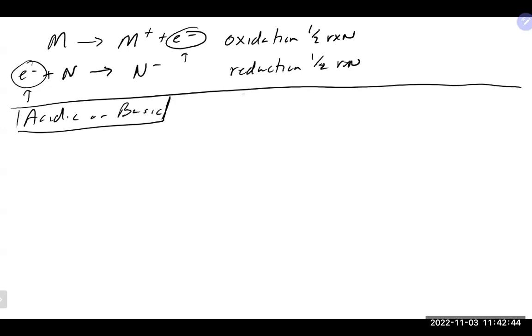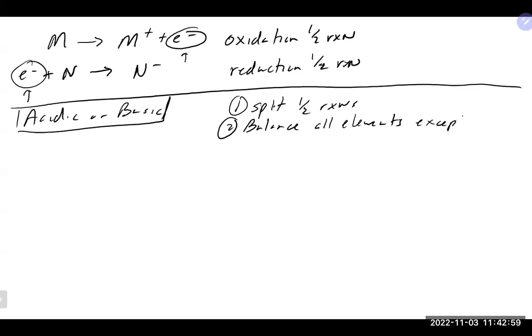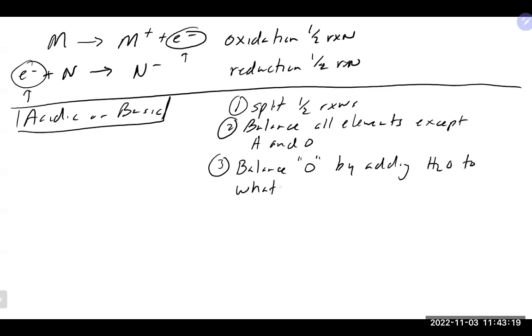There's some steps that we follow. We basically will split off into the half reactions. We then want to balance all elements except for hydrogen and oxygen. Once you balance those guys like normal by putting coefficients in front of everybody, you then balance the oxygen by adding water to whatever side needs the oxygen.